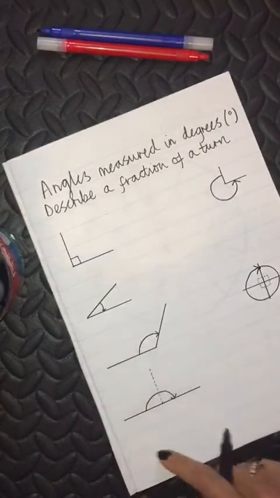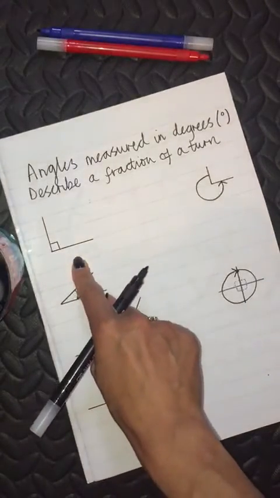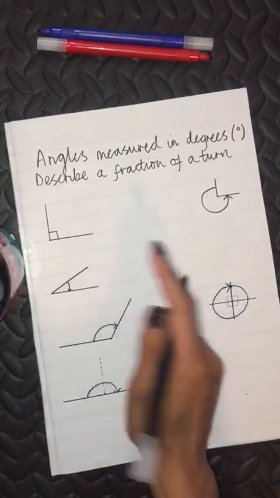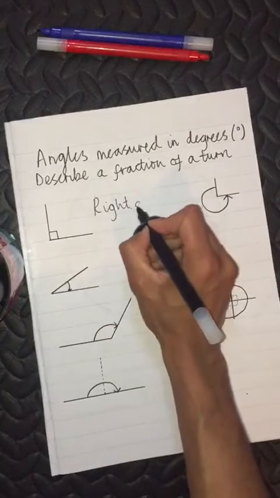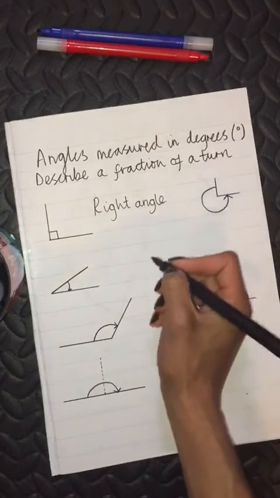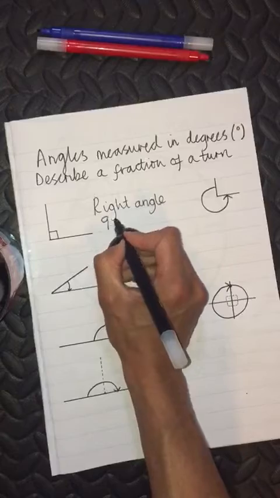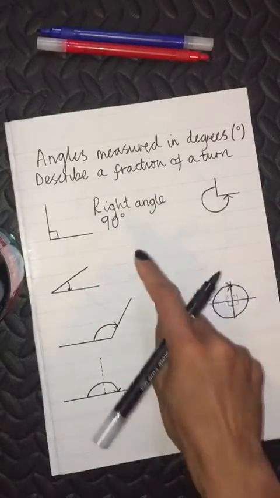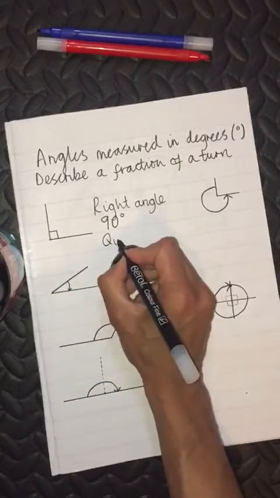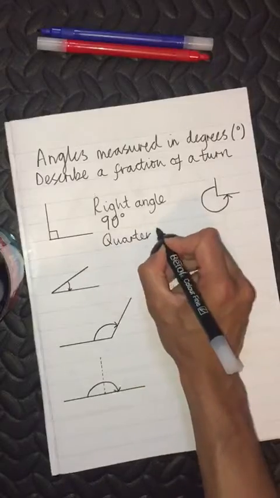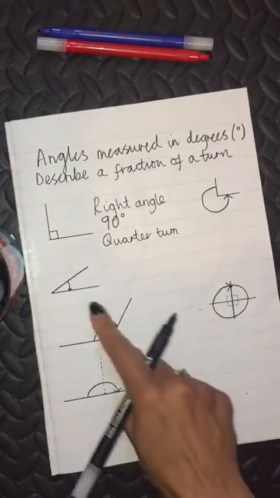Okay, let's remind ourselves of the different angles. Here we have a right angle. You may remember right angles from year 4, and this is measured at 90 degrees. You could also describe this as a quarter turn. So it looks like a quarter there, so you could describe it as a quarter of a turn.